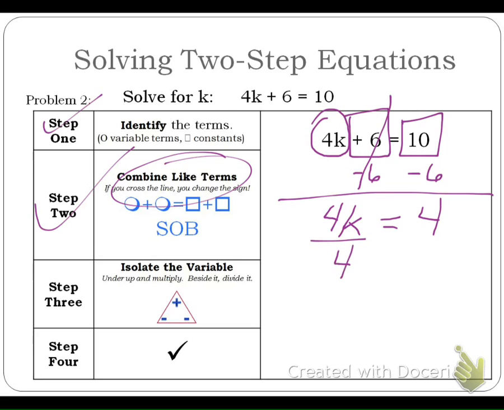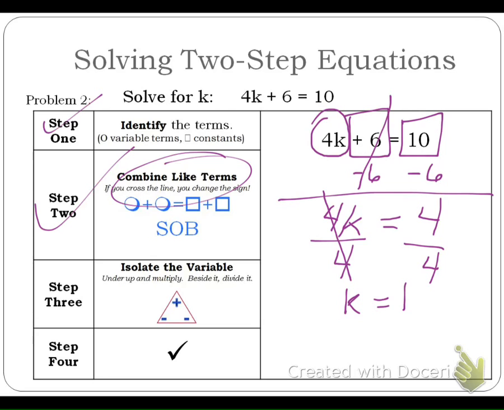So I divide both sides by 4. Notice that I did not change the signs. That's what you do when you combine. I cancel out the 4's. 4 over 4 cancels out. And I just have k on the left-hand side of the equation. On the right-hand side of the equation, I have 4 divided by 4. Well, 4 over 4 always reduces to 1. Any number over itself always reduces to 1. And your final step is to check.